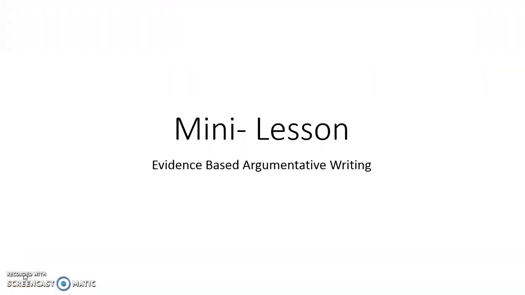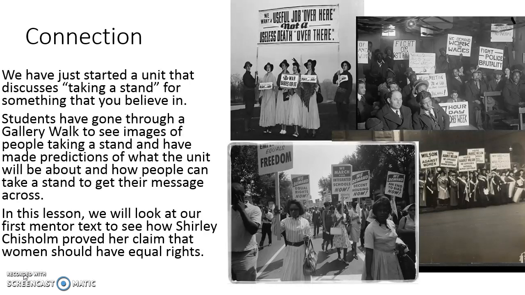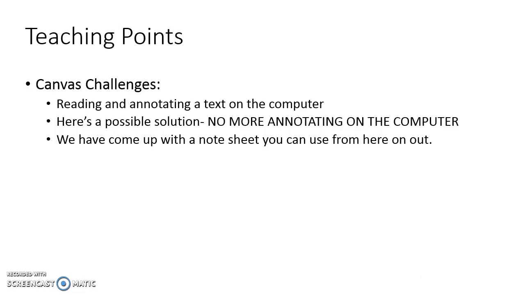Hi everyone. I'm going to be walking you through a module that I do with my 8th graders involving evidence-based argumentative writing. The module's theme is called Taking a Stand. How we start the module is by doing a gallery walk with some of these images to have students start making predictions about some of the things that we're going to be reading and looking at in the next few months. In this lesson, we will look at our first mentor text to see how Shirley Chisholm proved her claim that women should have equal rights.